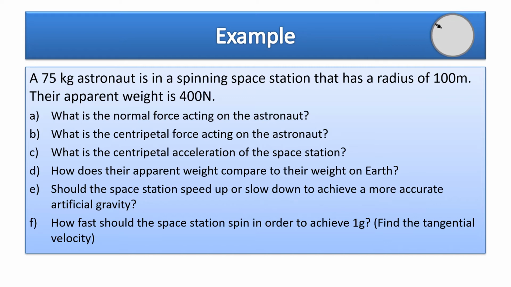So the questions are: what is the normal force acting on the astronaut? What is the centripetal force? What is the centripetal acceleration? How does their apparent weight compare to their weight on Earth? And should the space station speed up or slow down to achieve a more accurate artificial gravity? And how fast should the space station spin in order to achieve 1g? And in this situation for part F, we're just looking for the tangential velocity.